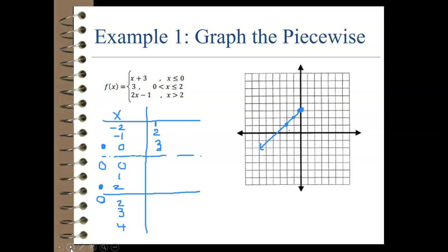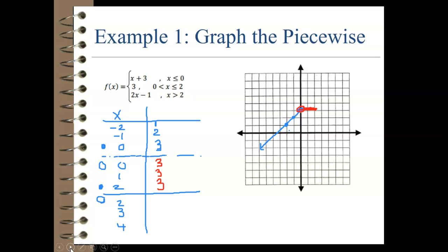Here in the middle, we have a constant. The constant is at 3. So what we notice is that the point 0, 3 overlaps with the point that is already there. So when an open and closed overlap, it just stays closed. Even though this middle equation is open, since it's closed underneath, it represents a closed point. So that's the horizontal line from 0 to 2.